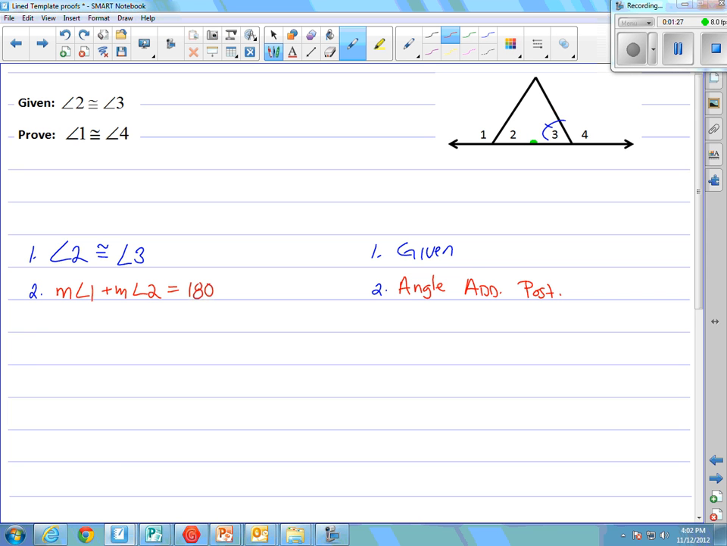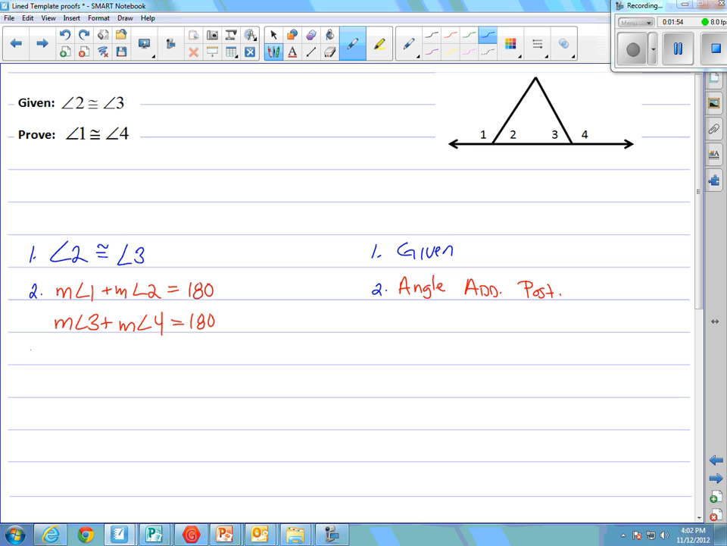The same concept happens over here with angle 3 and angle 4. We form that straight line there across the bottom. So let's say a similar statement: the measurement of angle 3 plus the measurement of angle 4 is equal to 180. Okay, and again, that's the angle addition postulate. That's really all I can get from my picture. There's no vocabulary words in my given, so I can't do anything there. I looked at my picture and came up with those two angles add up to 180, and those two angles add up to 180.